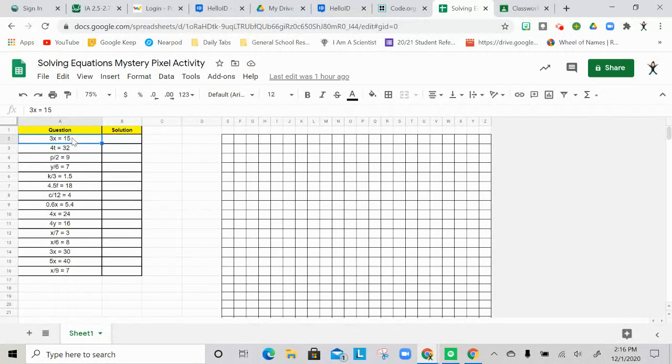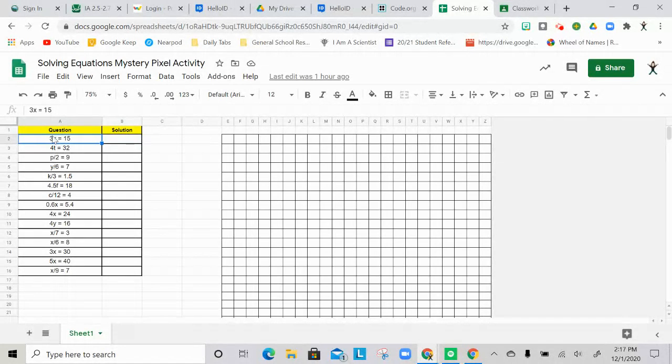So remember, we've talked about inverse operations. These are all multiplication and division equations. So you'll either be using multiplication or division to solve these problems. For this first question, we have 3x equals 15. 3 is being multiplied by x, so in order to get rid of the 3, we need to use an inverse operation, which means we need to divide. So I'm going to divide by 3 on both sides.